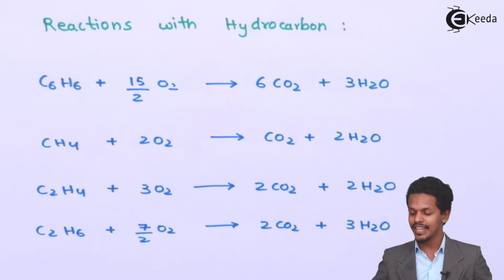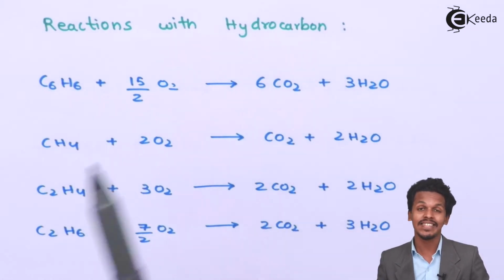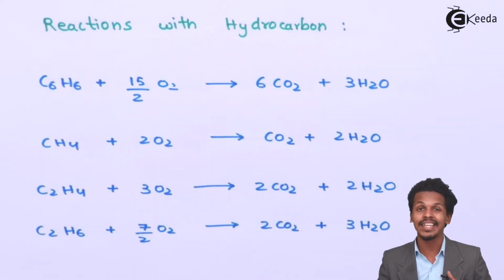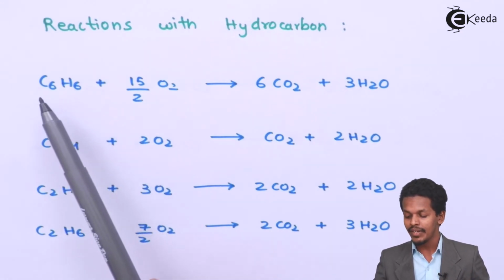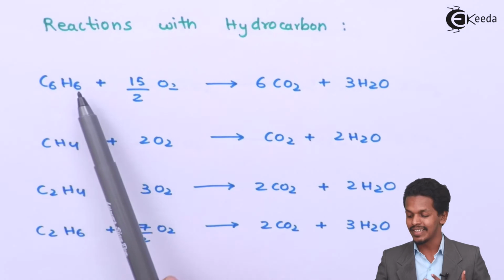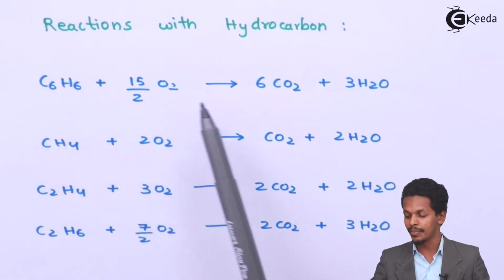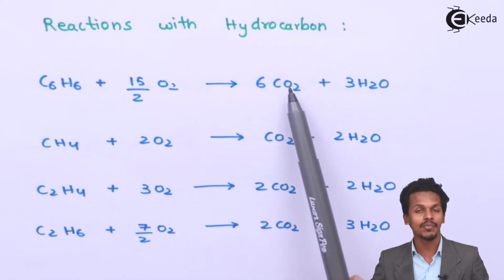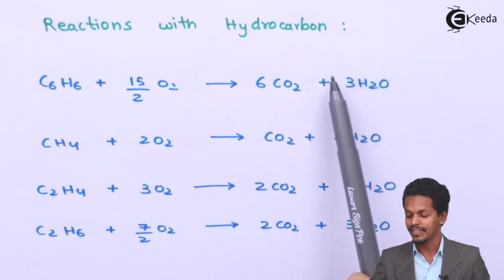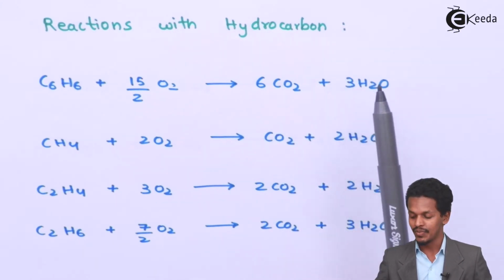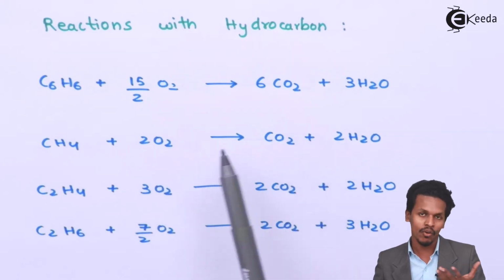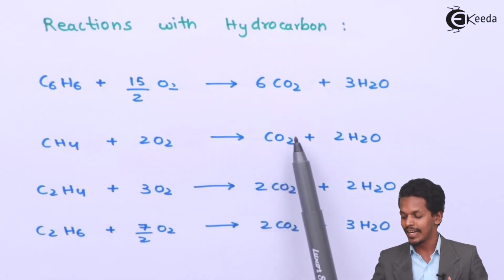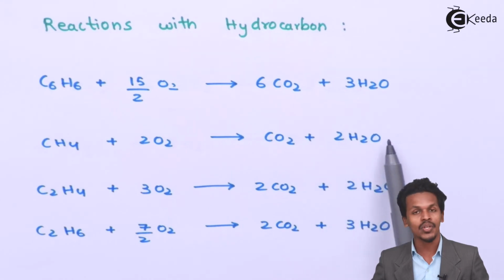The next reaction is the reaction of oxygen with hydrocarbons, and this is a very familiar reaction that we have done in organic chemistry also. In this case, whenever benzene, C6H6, is reacted with oxygen, the products we get are 6 moles of carbon dioxide along with 3 moles of H2O. Whenever methane is oxidized in the presence of O2, obviously at high temperature, we get carbon dioxide along with 2 moles of H2O.